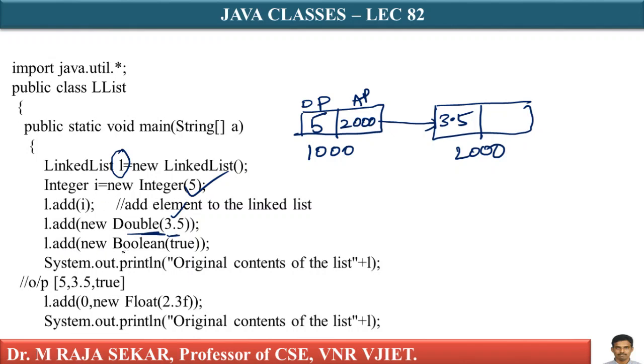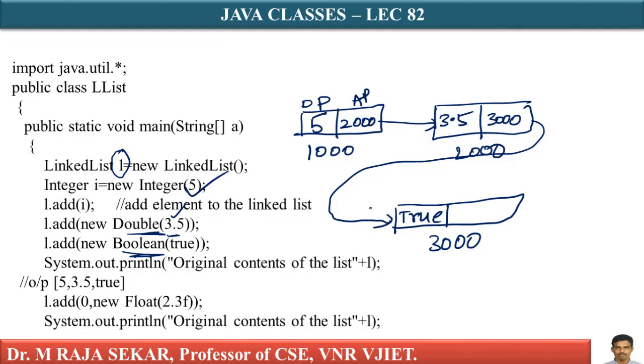l.add(new Boolean). Boolean is a wrapper class. Now which one am I adding? Already I have 5. Initially I kept 5, then I kept 3.5. Now I am keeping true. There is another node whose content is true. Let me say this address is 3000. Here I must keep 3000. Therefore, where will it point? It will point to this node.